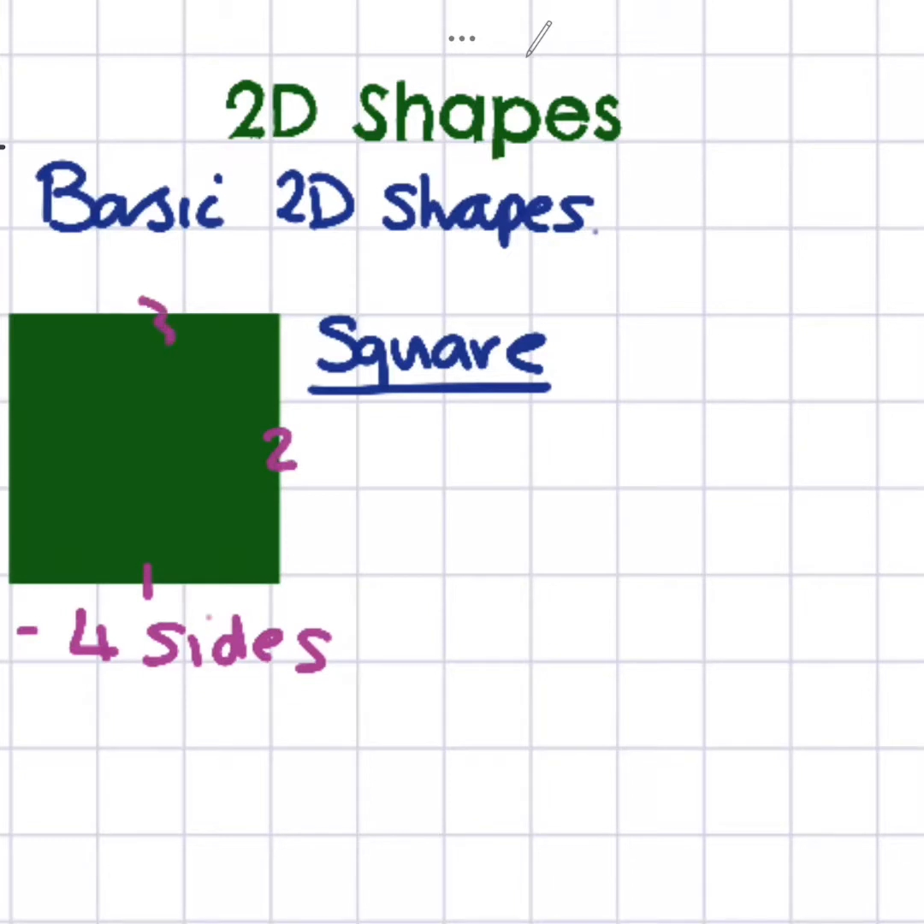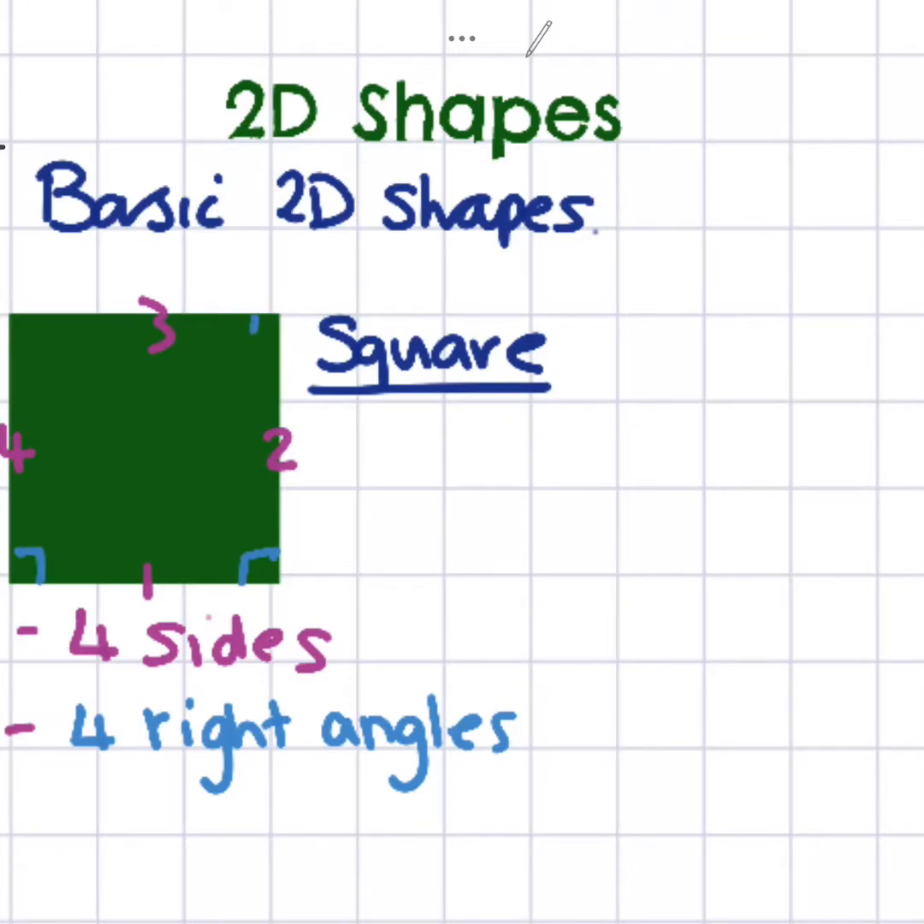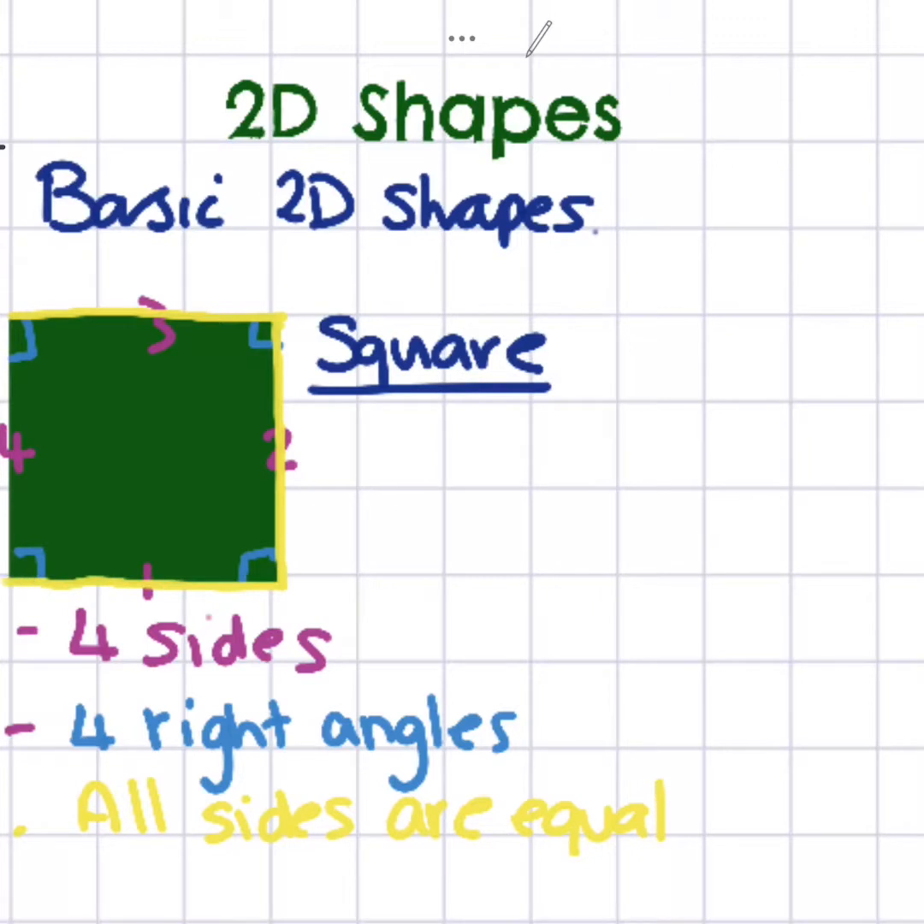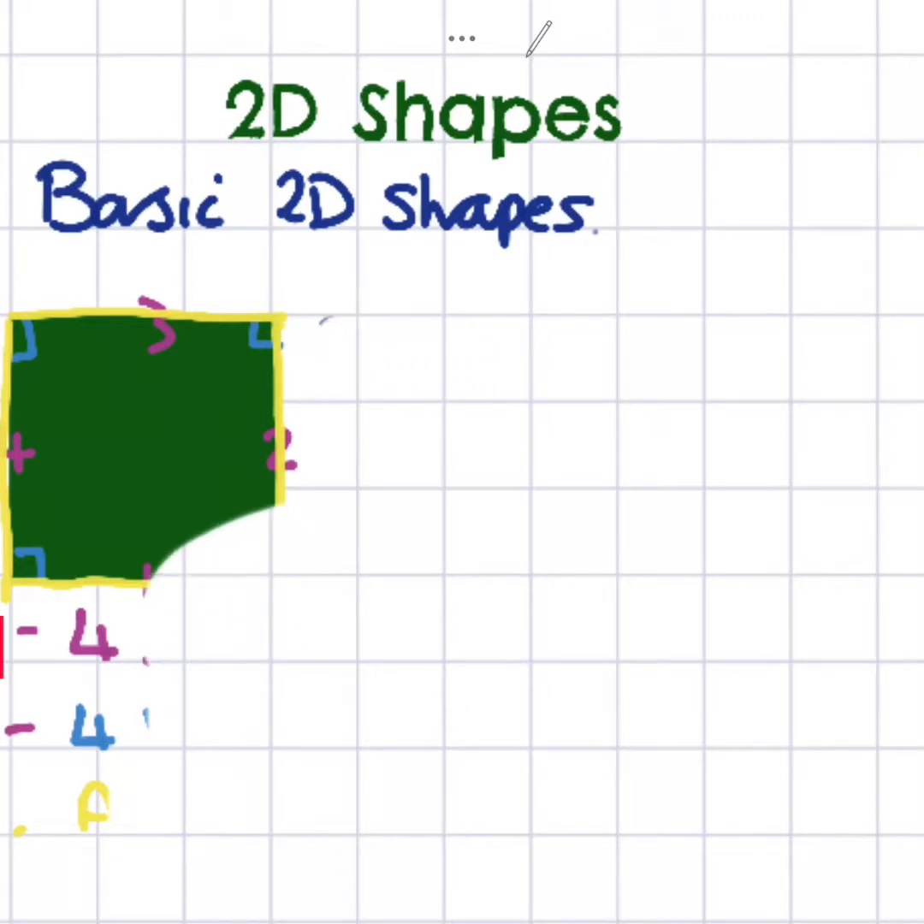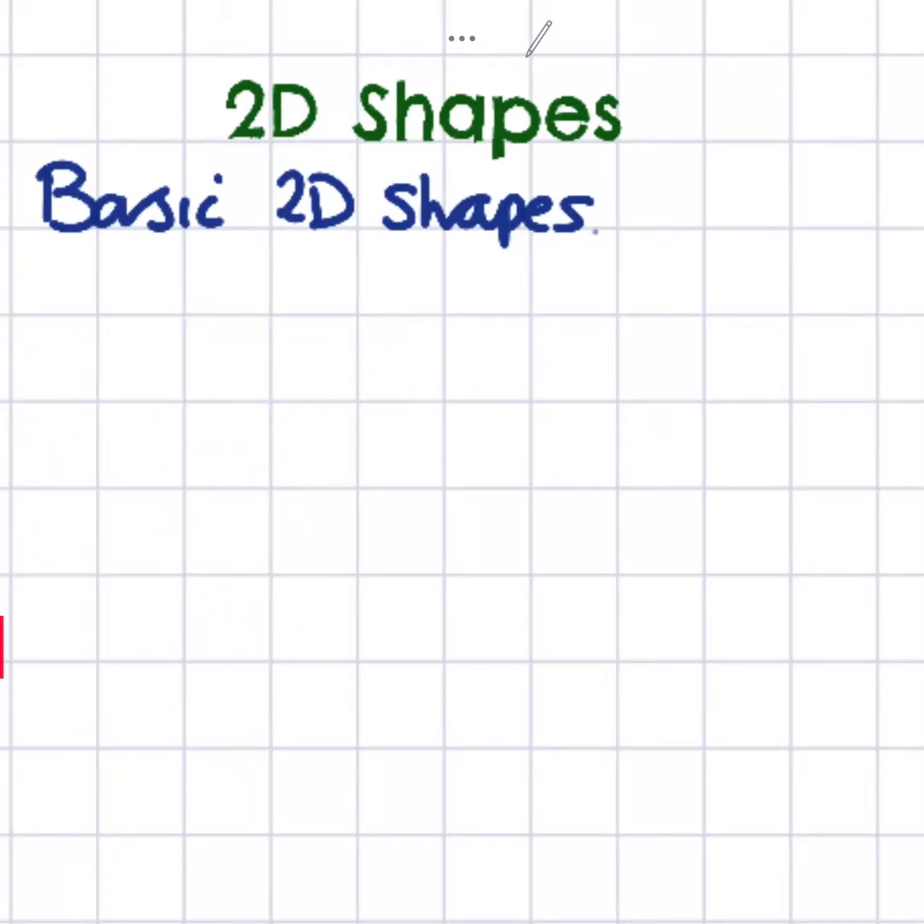One, 2, 3, 4. It has 4 angles, which are all equal, and they are right angles. And let's see them. So there's 1, 2, 3, 4. And with a square, all sides are equal. Remember, that's that difference between a square and a rectangle. In a rectangle, opposite sides are equal. In a square, all sides are equal. And for those of you who would like a bit of a brain stretch, can you tell me what is the sum total of the angles of a square or a rectangle? The answer is 360 degrees.